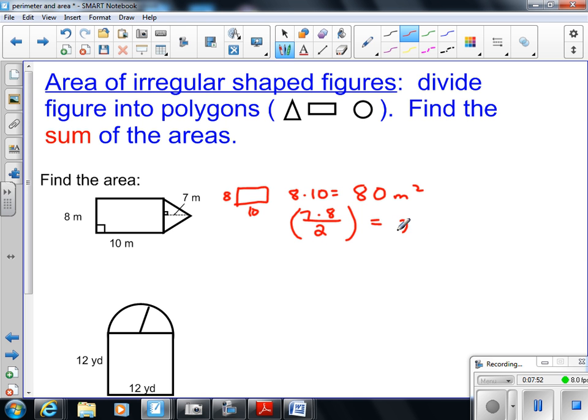56 divided by 2 is 28 square meters. Or again, you can think of it as 4 times 7 is 28. Now what do I do? Okay, combine those two and I get 108 square meters. That's the total area for my irregular shaped figures.